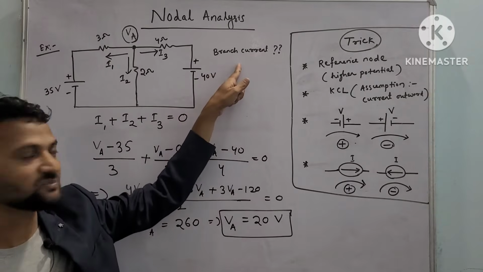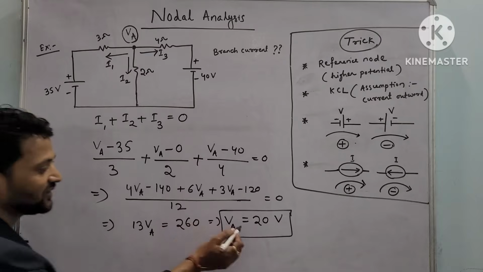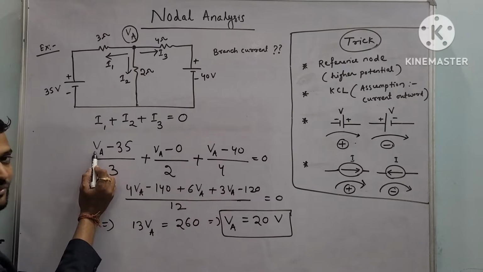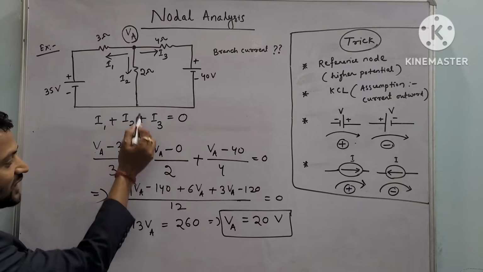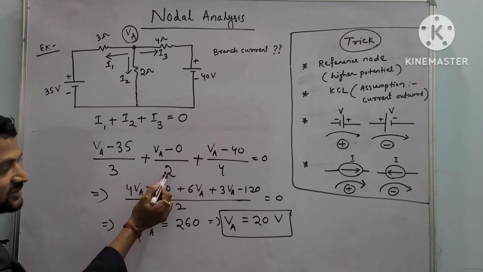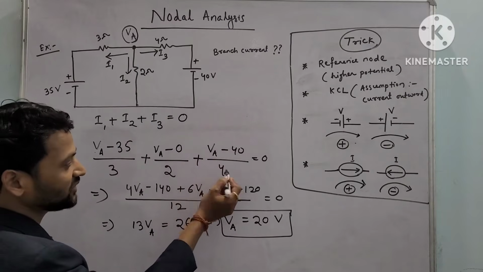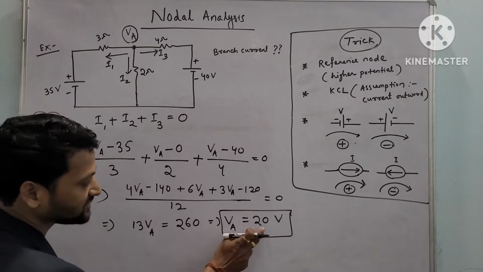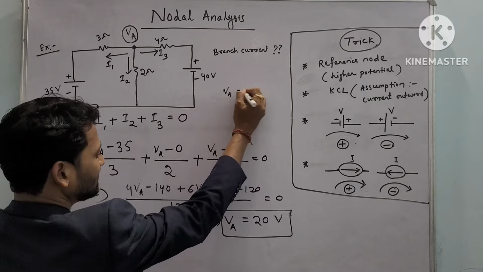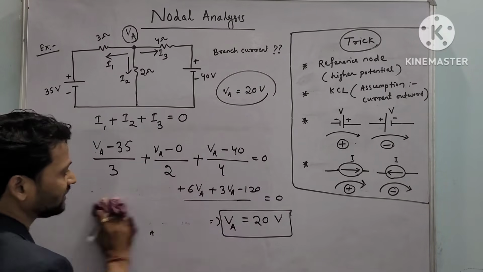Our objective is to find the branch currents I1, I2, I3. See, VA is 20 volt. Put 20 here, and I1 will come. For I2 it is only 20 by 2, which will be 10, and for I3 it will be 20 minus 40 upon 4. Okay, we'll find the answer. So VA is coming 20 volt. So I erase this part.